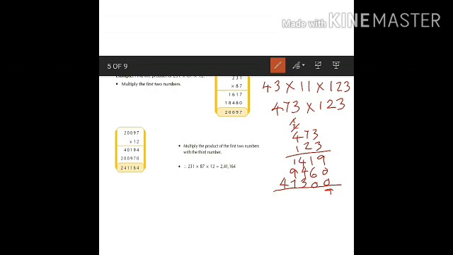1 plus 6 it is 7. 4 plus 4, 8 plus 3, 11. Put the carry here. 1 plus 1 it is 2. 2 plus 9, 11. Plus 7, 18. Put the carry 5. Okay. We got the answer as 58,179.